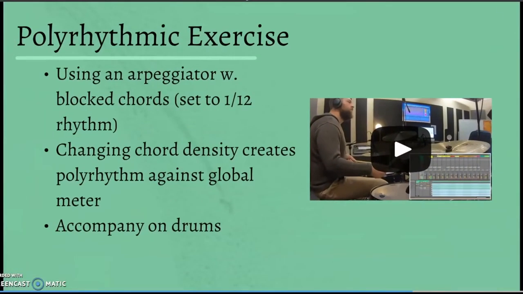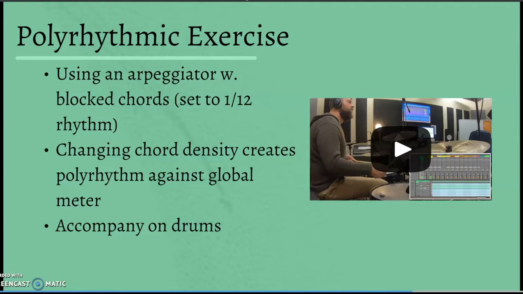So there's a small demonstration here of a polyrhythmic exercise, which is the last one I talked about. Just quickly for this exercise, I've used Ableton Session View. I've sequenced some blocked chords. It's using an arpeggiator with the rhythm set to 12/8, basically, so it's divided the bar into 12ths. And I like this technique because when you create a new MIDI clip and change the number of notes within that MIDI clip, automatically using the arpeggiator, you're creating a polyrhythm.